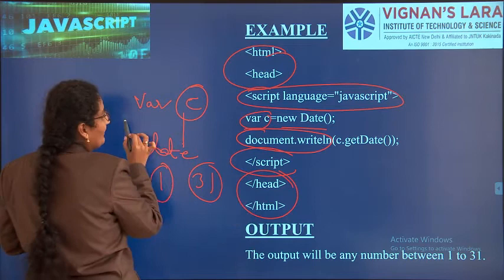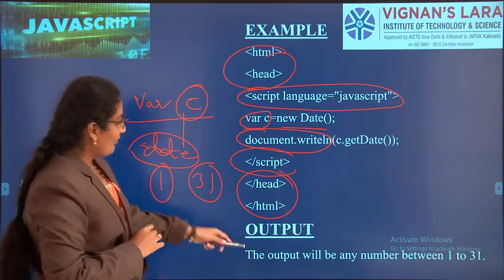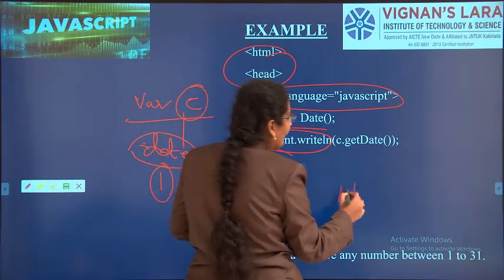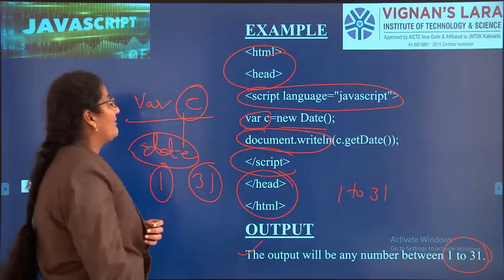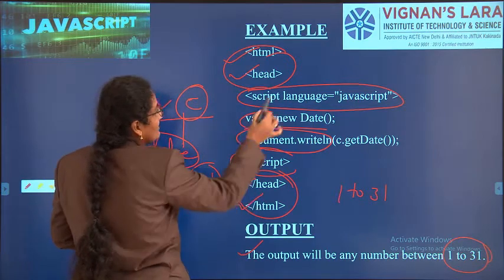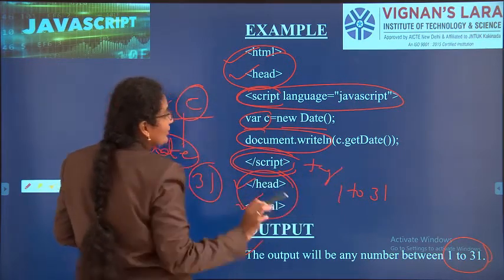So in the same way I have taken a variable, and in that variable I am storing date. That date I want printed as output. So the output will be a number between 1 to 31. The output of this program will be a number between 1 to 31. HTML open, head close, HTML close, scripting language JavaScript, script tag close, all these things you know.